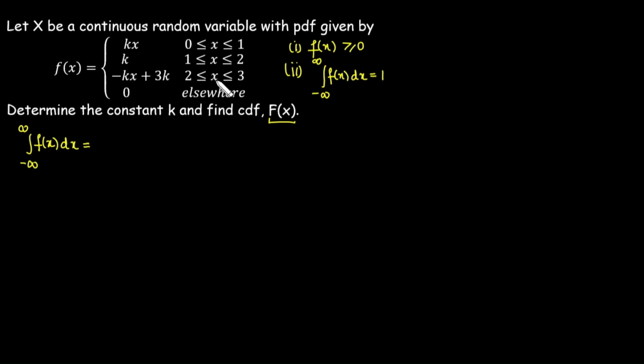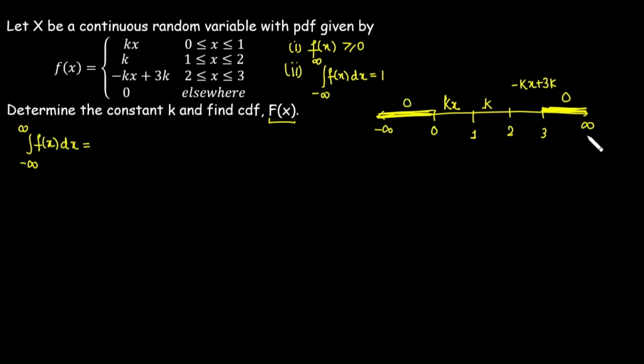Here different functions we are getting on different intervals. So let's understand this. In general, from where to where do we take the values of x? Minus infinity to infinity. From 0 to 1, the function value is k of x. From 1 to 2, the function value is k. From 2 to 3, the function value is minus kx plus 3k. It means at other places, what will the function value be? 0. So here the function value is 0 and here the function value is 0. So minus infinity to infinity is divided into how many intervals? That is, 5 intervals.